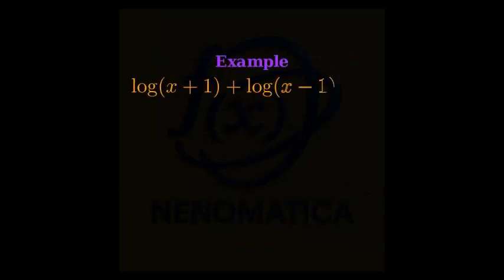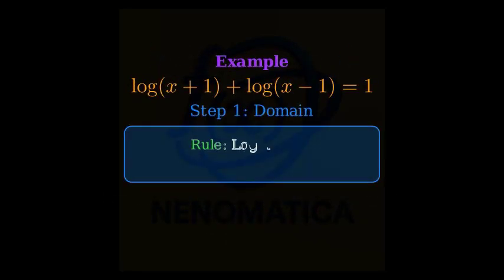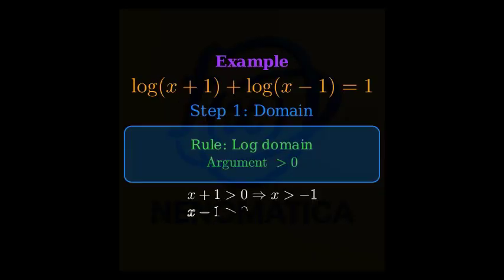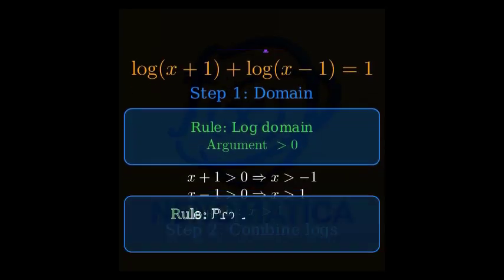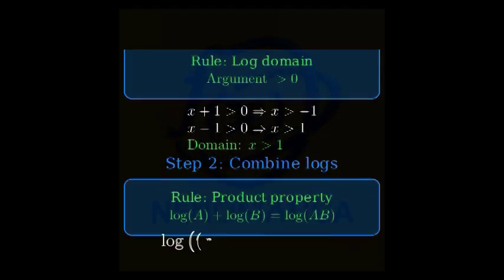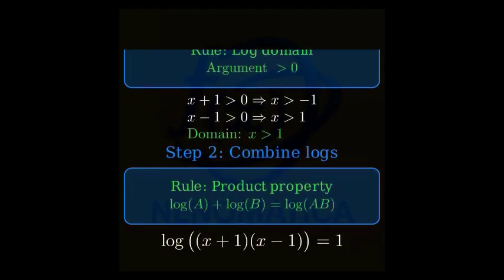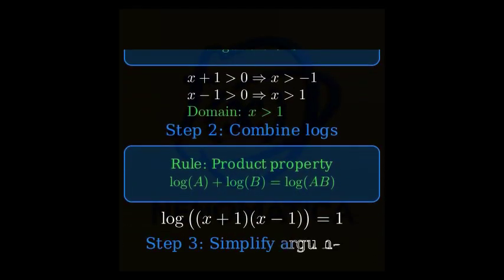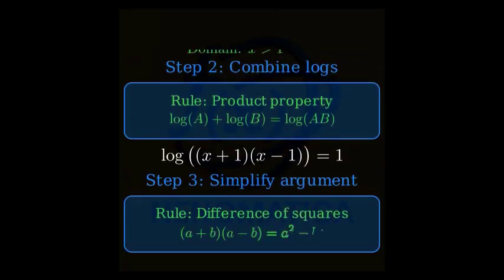Problem 1. The equation is log of x plus 1 plus log of x minus 1 equals 1. We'll proceed in numbered steps, beginning with the domain. Step 2. Combine the two logarithms using the product property. Log of a plus log of b equals log of a times b. Step 3. Simplify the argument using difference of squares.